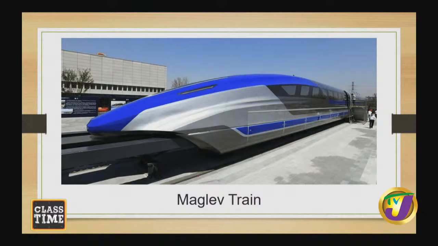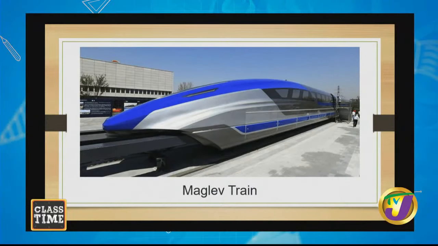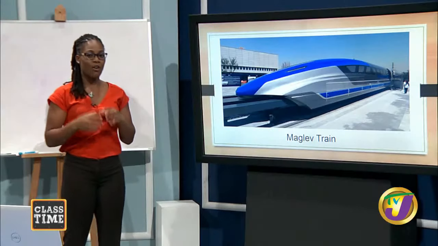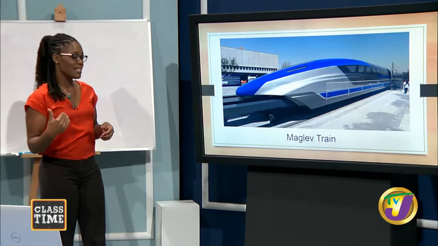So basically, this type of train consists of two sets of magnets. One set to push the train up, to repel and push the train up off the track, and another set to move the elevated train ahead. Of course, taking advantage of the lack of friction, which increases speed.